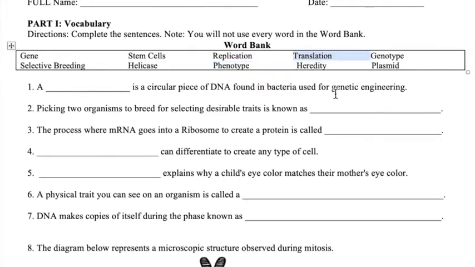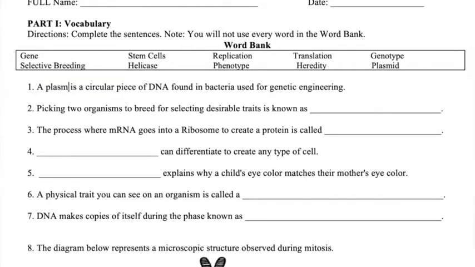Translation is when RNA provides information to a ribosome to produce proteins. Heredity is passing of traits from parent to offspring. A genotype is the letters that associate itself with a physical characteristic. So, for example, dominant and recessive, that's genotype. But for living environment, not a big deal. Plasmid. Plasmid is that special word we're looking for, a circular piece of DNA. So the first word is plasmid.